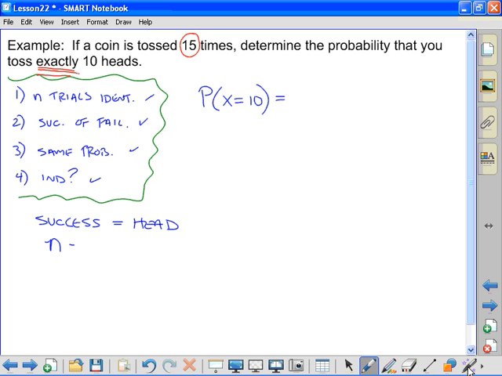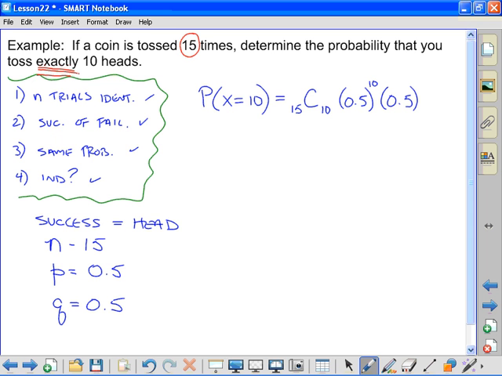How many trials are we looking at here? We're looking at 15 trials. What's the probability of success? P, 50-50 chance, 0.5. What's the chance of failure then? Also 0.5. So when I go to fill out my information from the formula, I am looking at 15 choose 10. My probability of success is 0.5 to the exponent 10. My probability of failure would be n minus x. So in this case, I'll put the 15 minus 10.